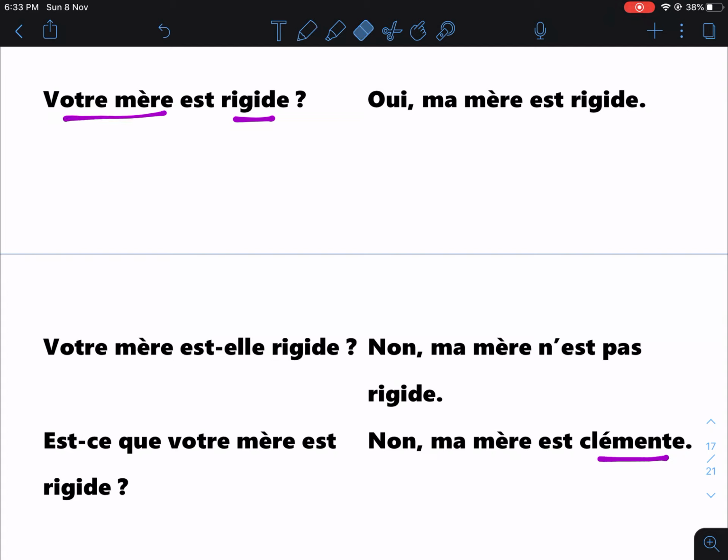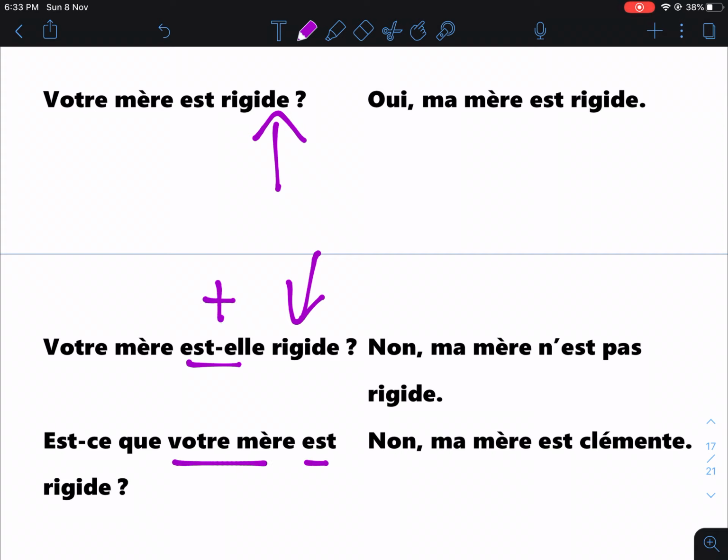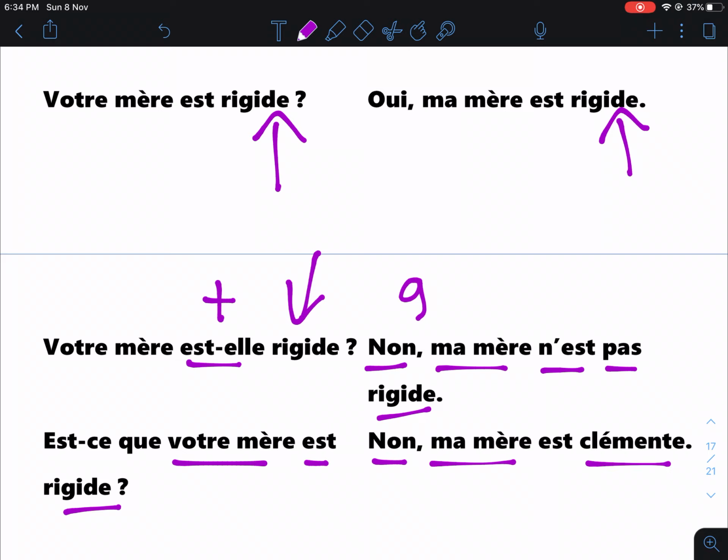Votre mère, your mother. So you have votre mère est rigide, is your mother strict? So these three questions are asking whether your mother is strict or not. Votre mère est rigide. Votre mère est-elle rigide? Est-ce que votre mère est rigide? Okay, rigide, stress at the D. Now the answers are oui, ma mère est rigide. Non, ma mère n'est pas rigide. Non, ma mère est clémente. Okay, clémente means very merciful, very gentle and tender.